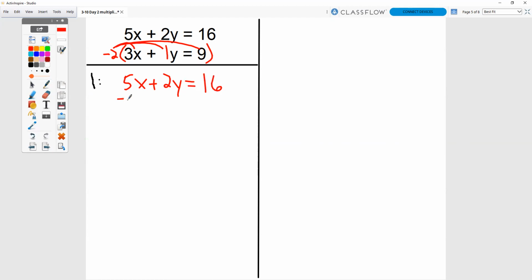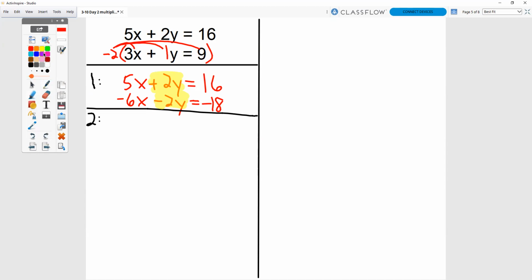-2 times 3x is -6x. -2 times 1y is -2y. -2 times 9 is -18. Again, if you don't like the boxes, you don't have to put the boxes. I'm going to do it just for the notes here. So now we have our opposites. We have our opposites of 2y and -2y, which is what we want.